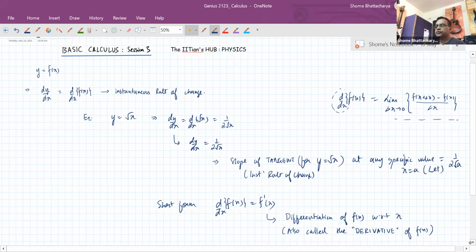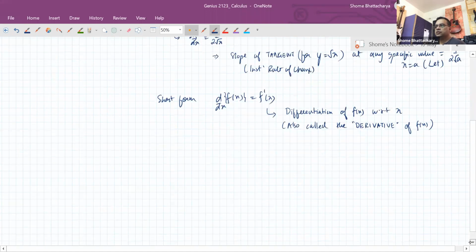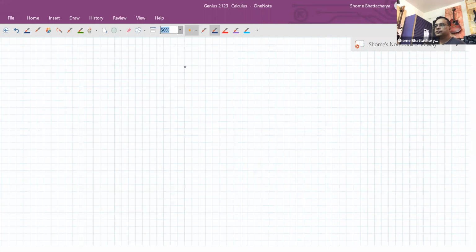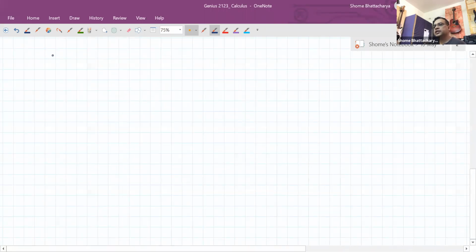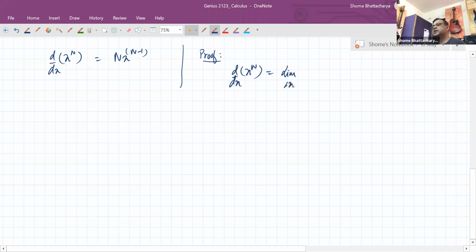So these are the basic matters that are clear to you. Now, we had seen the basic formula last time, that differentiation of x to the power n is n x to the power n minus 1. The proof of this also comes from that very simple kind of process, that the definition of this operation is the limit as delta x tends to 0 of (x plus delta x) to the power n minus x to the power n, divided by delta x.